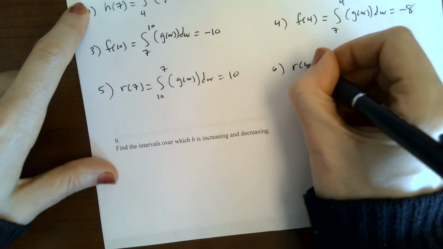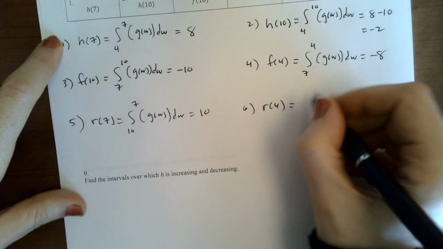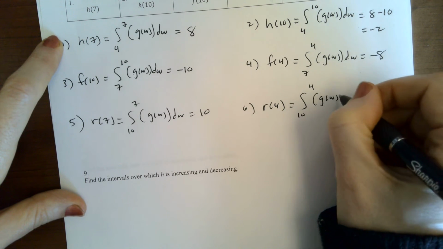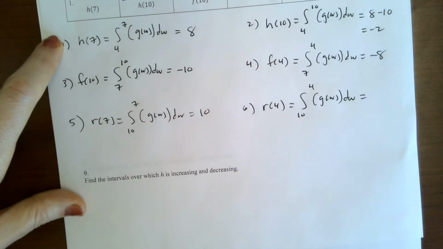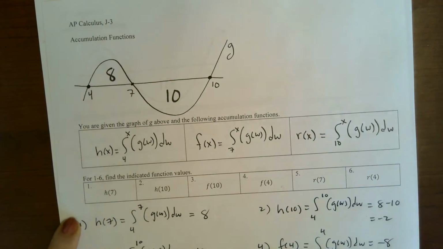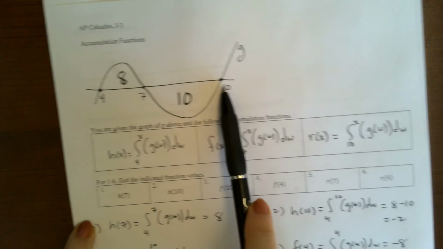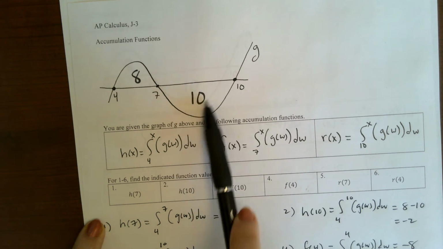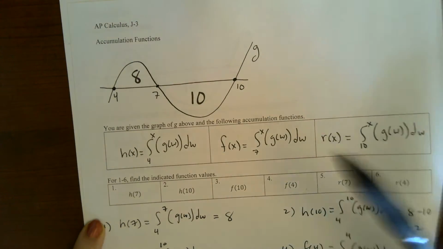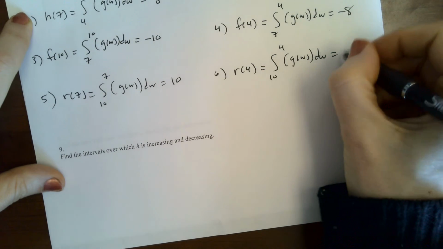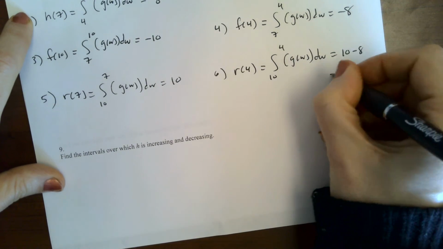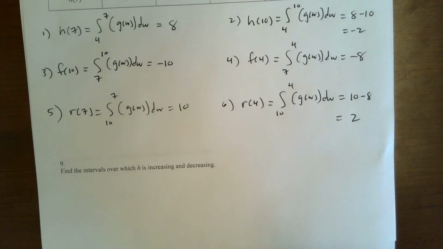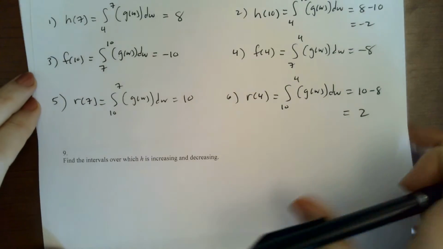And then R of 4, from 10 to 4. Okay, so the integral from 10 to 4, this is going to be positive 10 and then negative 8, because we're integrating backwards. Okay, guys, so that's how you evaluate an accumulation function.